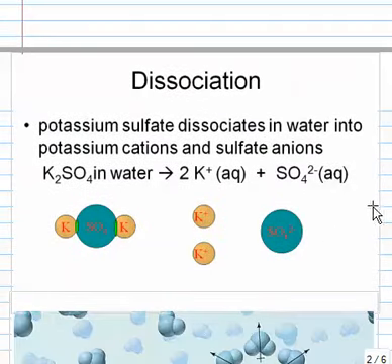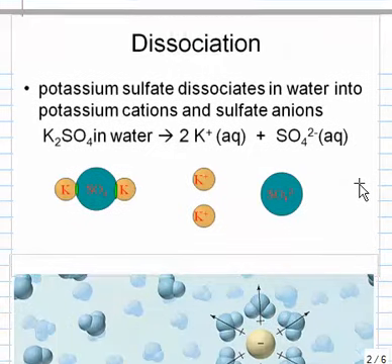Now, depending on the formula of our compound, we will get different numbers of ions in solution. So for example, instead of potassium chloride, if we had potassium sulfate, because sulfate has a 2- charge and potassium has a +1 charge, that will mean we have 2 potassiums for every 1 sulfate. So for every 1 mole of potassium sulfate that we dissolve in water, this separates into 2 moles of potassium ions and 1 mole of sulfate ions.